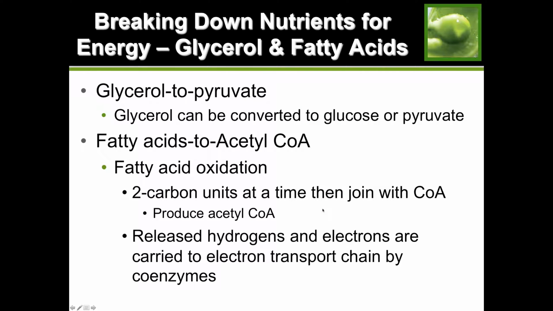All right, so now we talk about glycerol to pyruvate. Glycerol can be converted to glucose or pyruvate. This is from your triglycerides being broken down. So fatty acids to acetyl-CoA, this is through fatty acid oxidation. They get broken down 2 carbon units at a time to join up with CoA, and this is what produces acetyl-CoA. The released hydrogens and electrons, like always, get carried to the electron transport chain by your coenzymes.